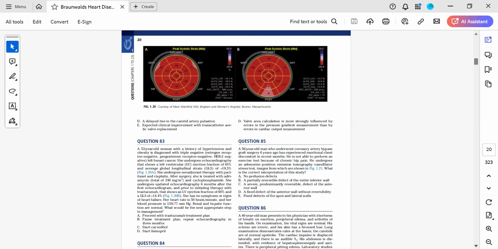Then, expected clinical improvement with transcatheter aortic valve replacement. Like we have said, the clinical condition here is hypertrophic cardiomyopathy, so aortic valve replacement has no role to play. Rather, things like septal myomectomy, alcohol ablation, and maybe the new medical therapy for hypertrophic cardiomyopathy, like mavacamten, are the things that will play a role in the management here.